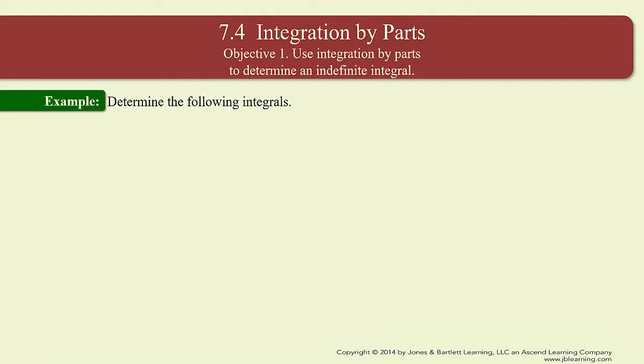So let's look at this example. Determine the following integrals. A is the integral of x e to the x dx, and B is the integral of x e to the 2x dx. The integral in A is considered to be the most classic example of integration by parts. Any calc book you look at, the integral in part A is either the first or at least the second example illustrating integration by parts.